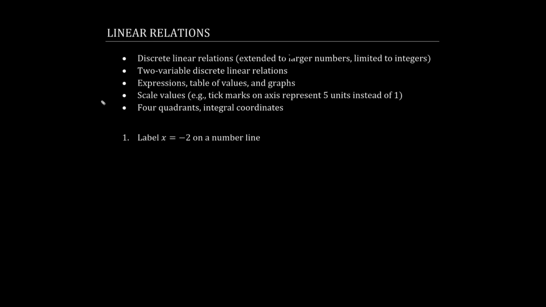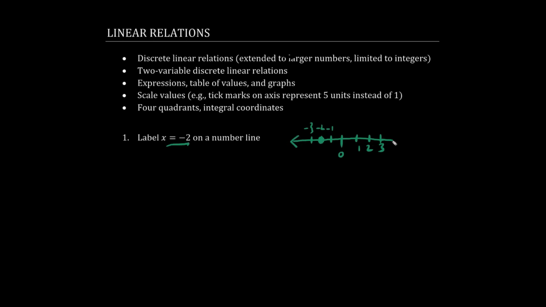Let's learn about lines. Can you label x equals -2 on a number line? So here's a number line. We start at 0, positive 1, 2, 3 goes to the right, and negative goes to the left. We have -1, -2, -3. -2 is right here on a number line.